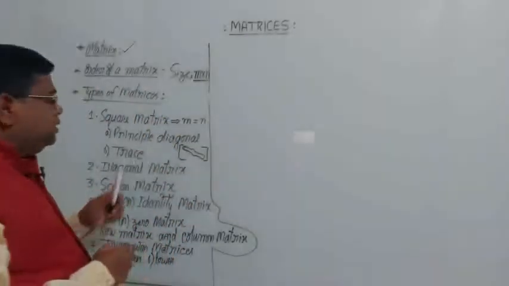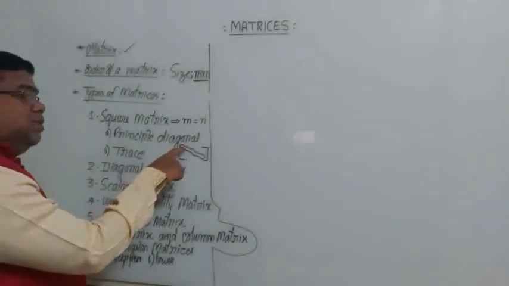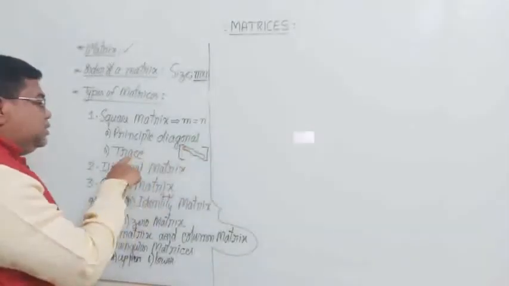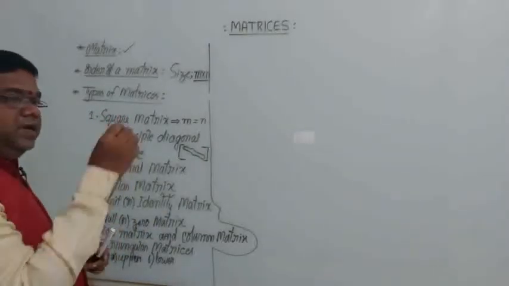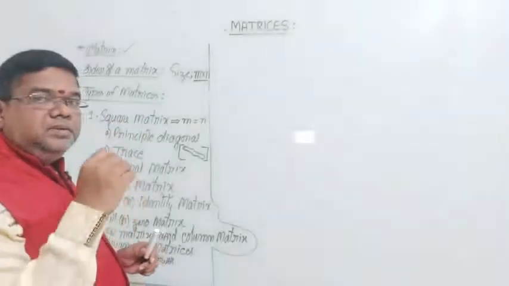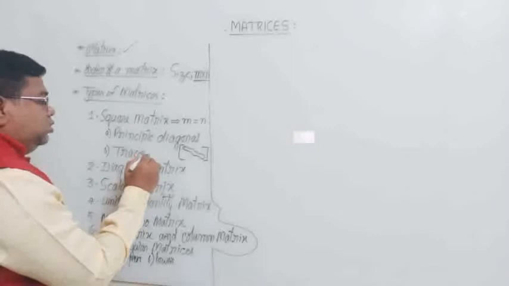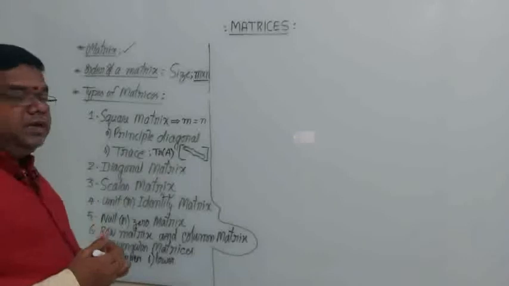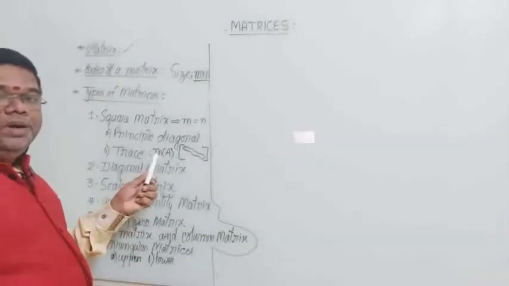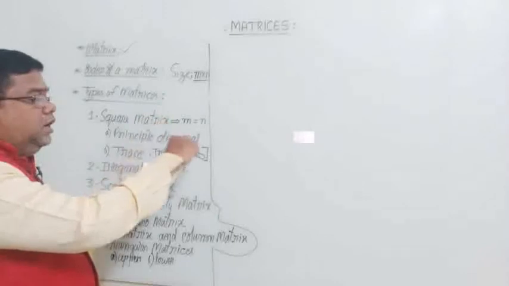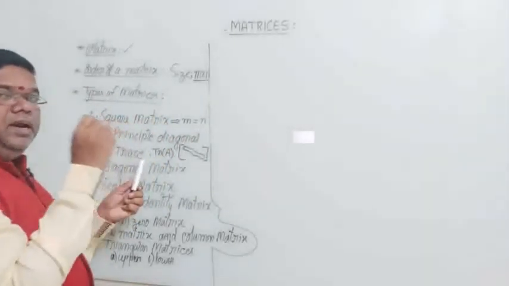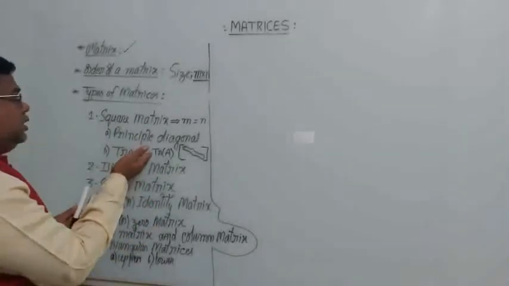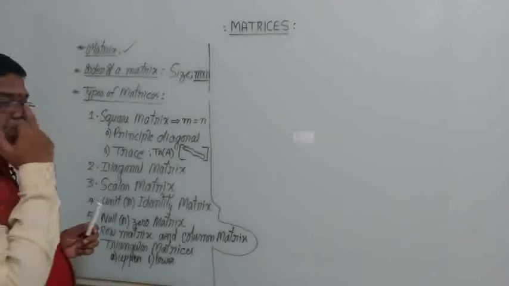Now, what is meant by trace? The sum of the principal diagonal elements, the addition of the principal diagonal elements, is called the trace of a matrix. If A is a matrix, then its trace is denoted by TR of A, trace of A. Trace means the sum of the principal diagonal elements. Up to this I covered in the first video, Matrices 1.